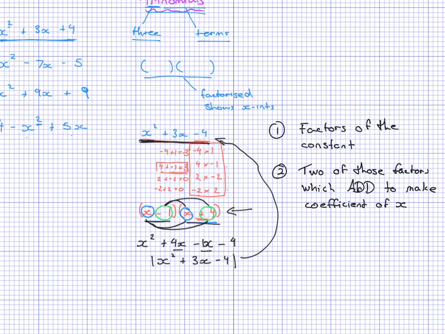So I'll write the example here. This one was minus 4. This one was 3. All right. So those are the 2 things you need to remember. The third step is to write them in 2 sets of brackets. All right. So 3 things to do.